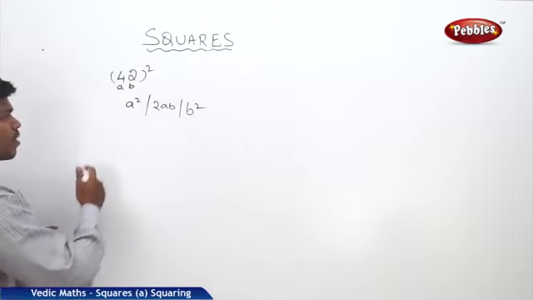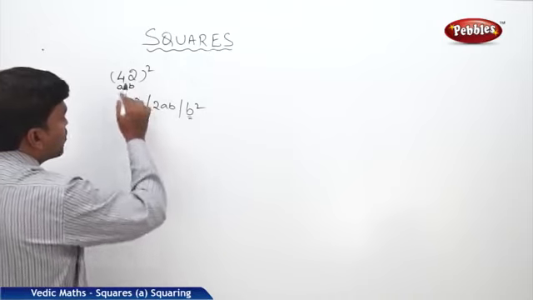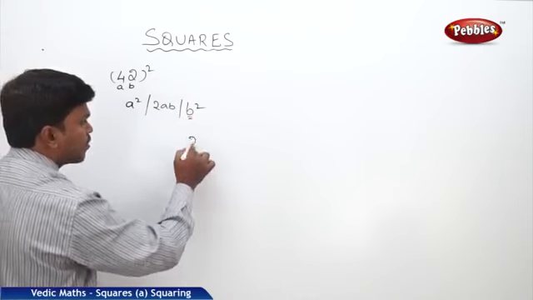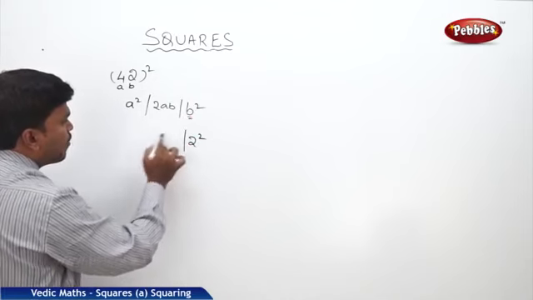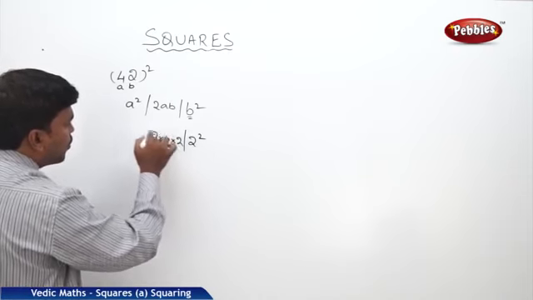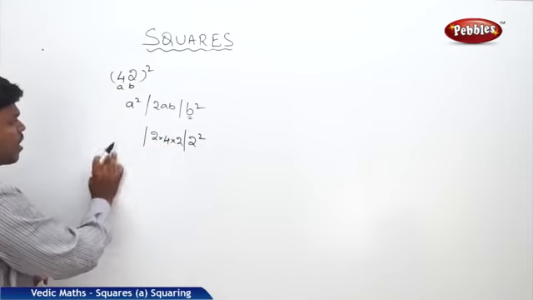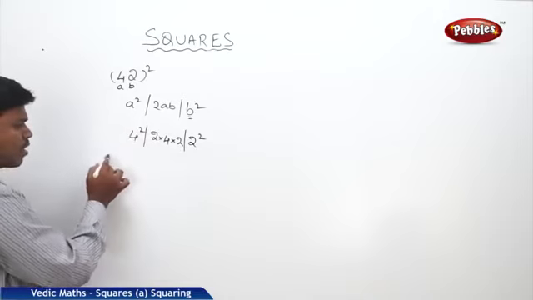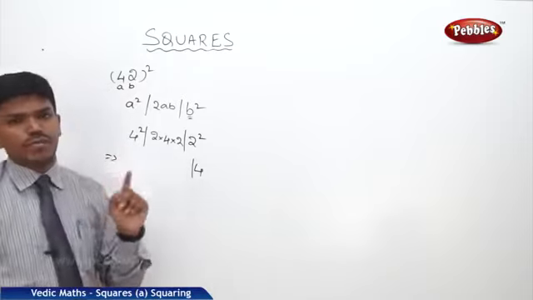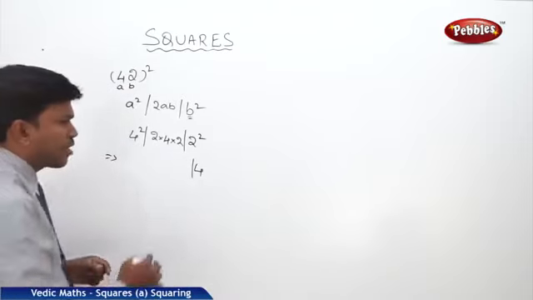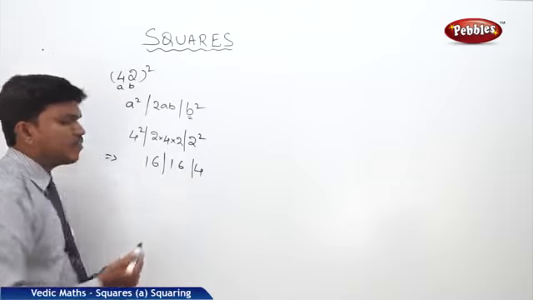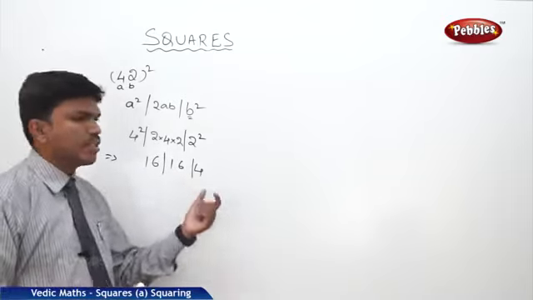Now just substitute the values here. Start from the right side. In the place of B, what is there? 2. So B square means 2 square, which is 4. 2AB, that is 2 into, what is the A value? 4. B value 2. 2 into 4 into 2. How much? 2 4s are 8. 8 2s are 16. A square is 4 square, which is 16. So we got 16, 16, 4.